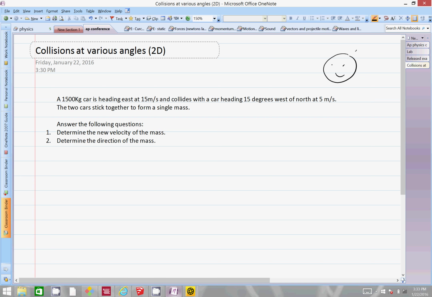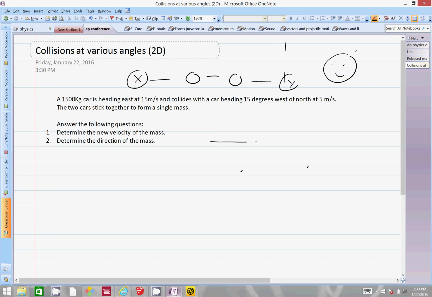So essentially we have two things colliding, and rather than them colliding on the same plane, they would be either both on the X plane or both on the Y plane. We're looking for things that might be going at multiple angles.